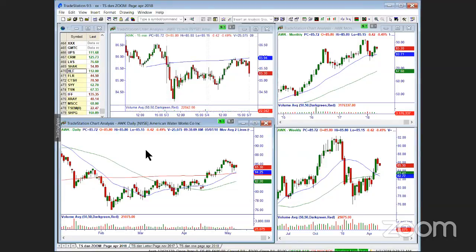AWK, yeah, it has to be, well, Greg, I think he said today's high, but yeah, today or even Friday's high. If it gets above today's high, it'll take out Friday's high. All right.